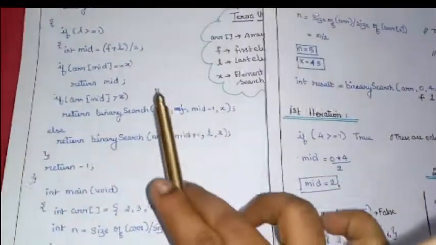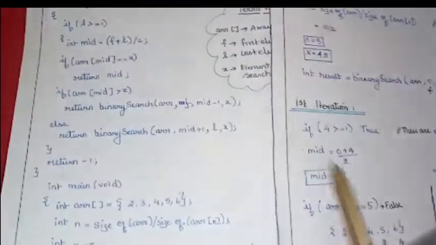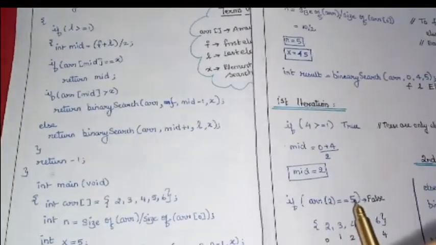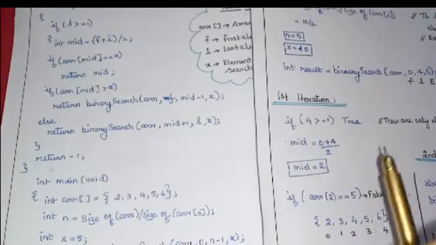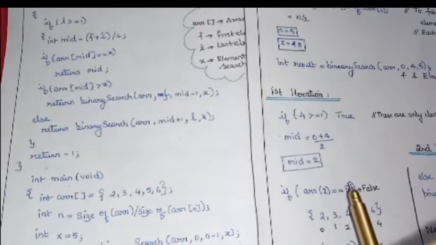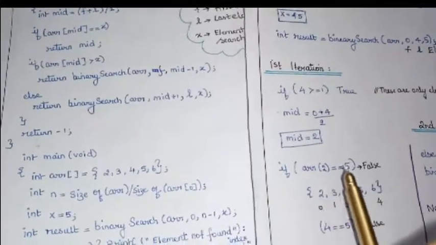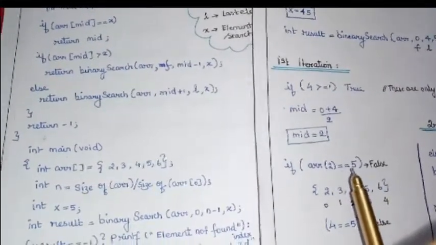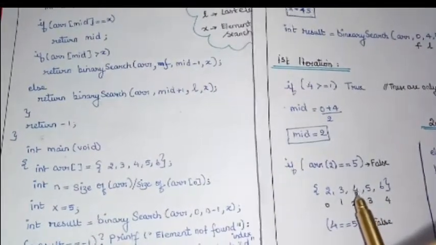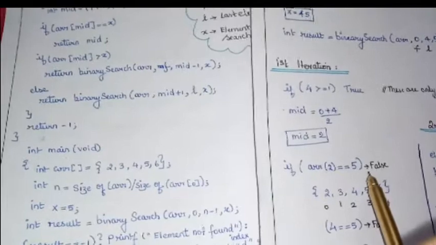Now comes the next step. If array of mid equal to x, what is array of mid? Array of mid is 2. Array of 2 equal to 5. I'm just finding whether my mid value is the value which I'm supposed to find. I'm just checking whether my mid value is the element which I am searching. What is array of 2? Array of 2 is 4. No, the mid of this particular array is not equivalent to the element I am searching. So this particular statement is false.